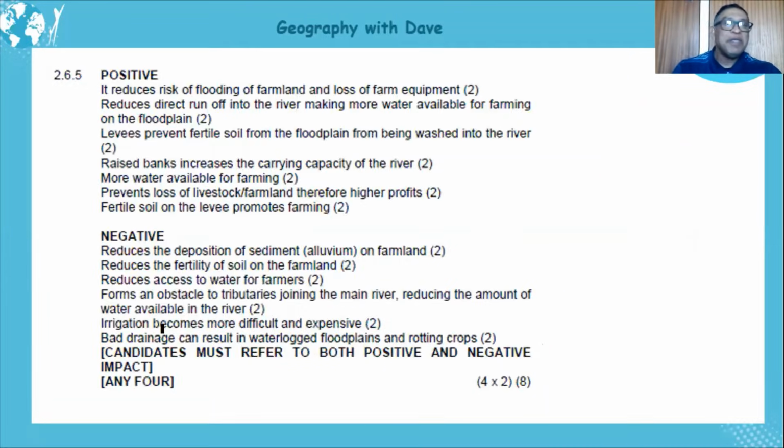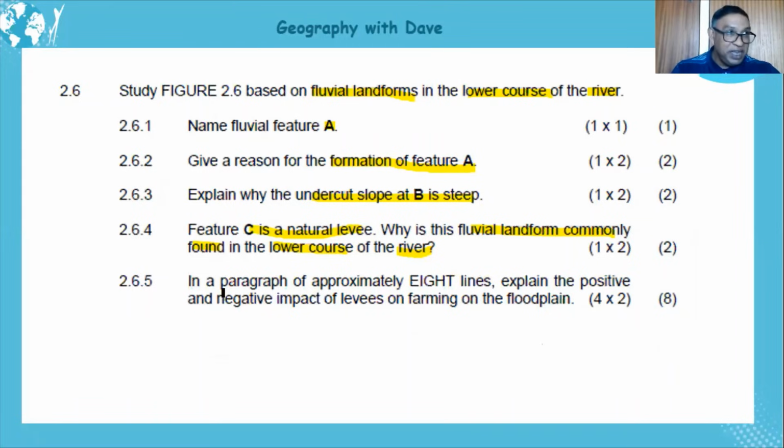Most occasions. All right, let's look at the last one here. In a paragraph of approximately 8 lines, explain the positive and negative impact of levees on farming on the floodplain. Sounds very scientific. Once again, I'm proving this to you, learners, it's a high order question, but it is not difficult. The positives and negatives of levees with special attention on farming. That's the only thing it brought in specifically, farming.